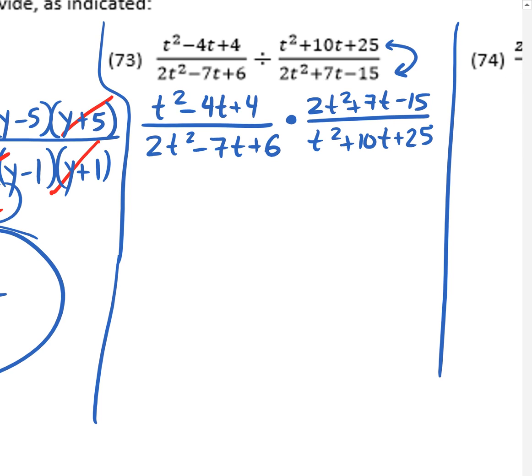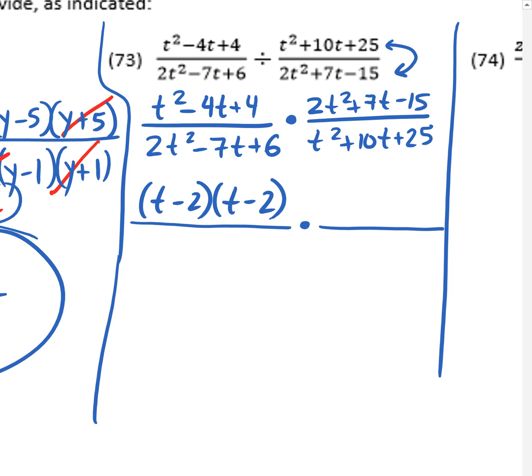Alright, so the leftmost numerator factors into t minus 2, t minus 2. I mean, you could write that as t minus 2 squared, but leaving them separate in these types of problems is easier because you can see what cancels. The denominator, since it has a number in front of t, you're going to have to use that same diagram method. So I'll go off to the side and try to factor that.